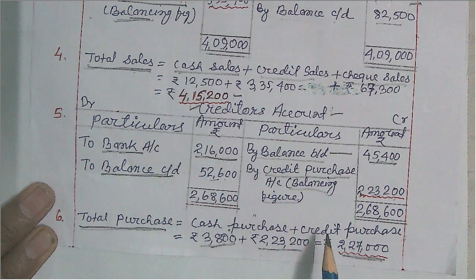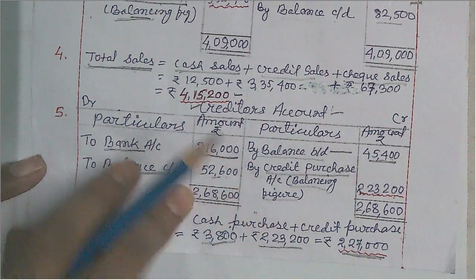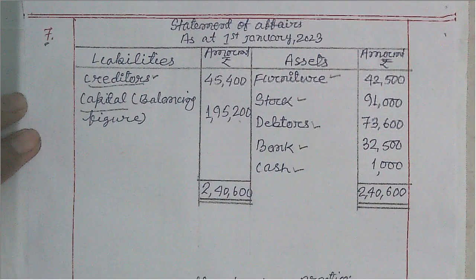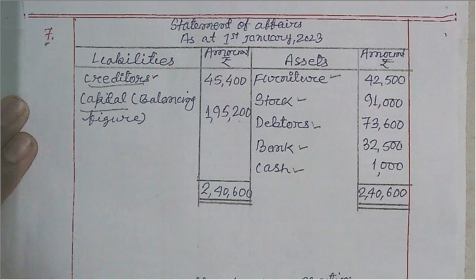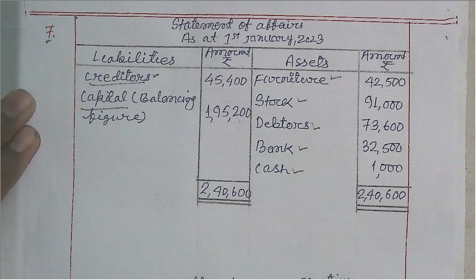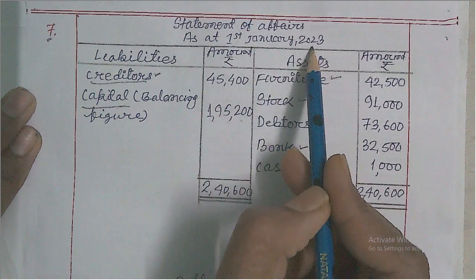Okay, from these working notes we have found many missing figures, and these missing figures are required to prepare the final account. Now one more missing figure is left, that is the opening capital balance. The opening capital balance is to be found with the help of working note number 7, by preparing the statement of affairs as at 1st January 2023.